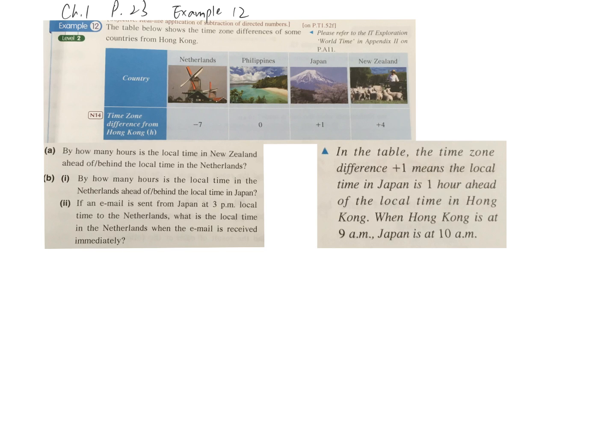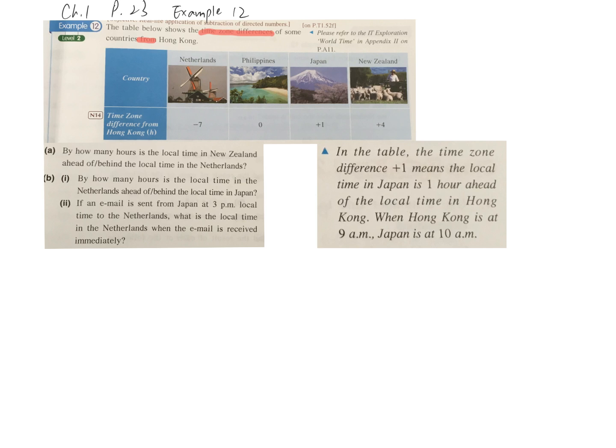Now turn to page 23. This is example 12. This is a very important example. Please pay extra attention. In this question, the table below shows a time zone difference of some countries from Hong Kong. So time zone difference actually is a time relationship between different countries.